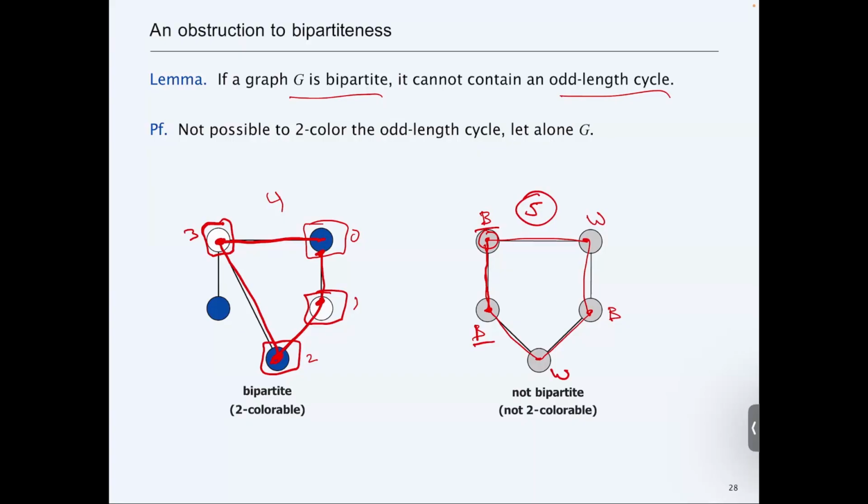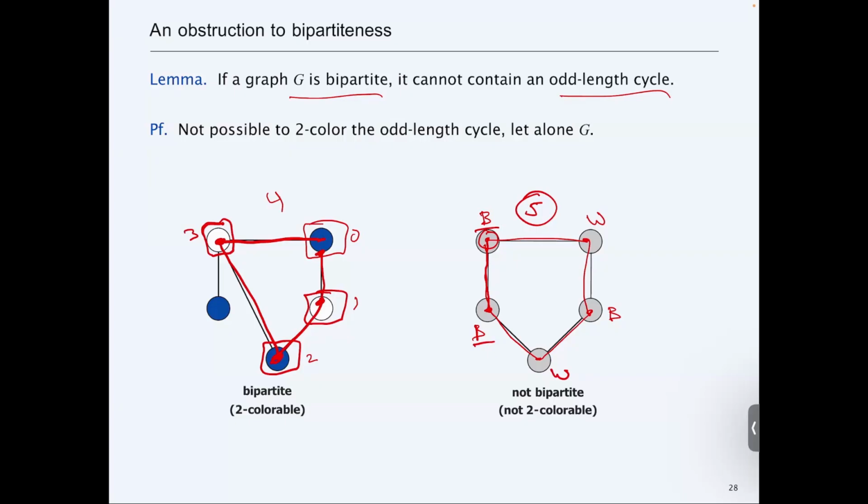Eventually, we're going to return back to that starting node, and we're going to be forced to give it an opposite color from what it already has. But that's impossible. So odd cycles and bipartite colorings fundamentally contradict each other. You can't have an odd cycle and a bipartite coloring. That just doesn't exist. So this lemma that we have here is incredibly useful because detecting odd cycles is often easier than trying to directly construct a coloring.